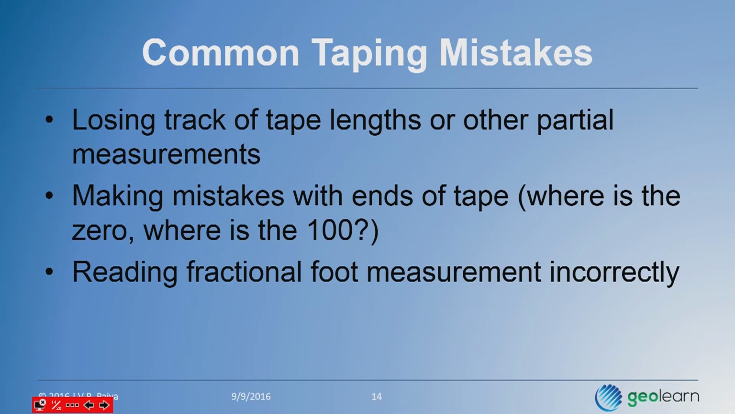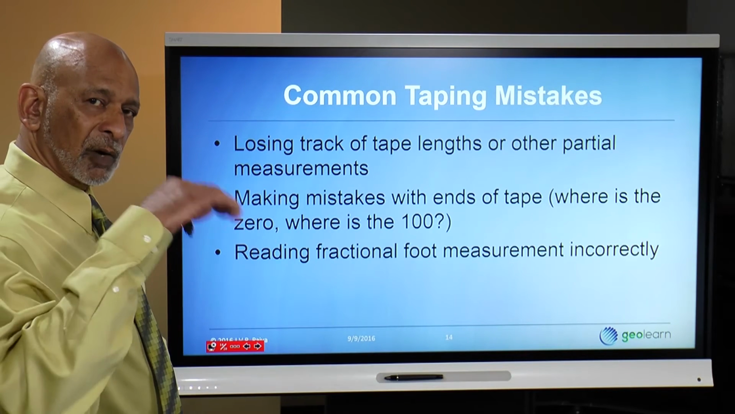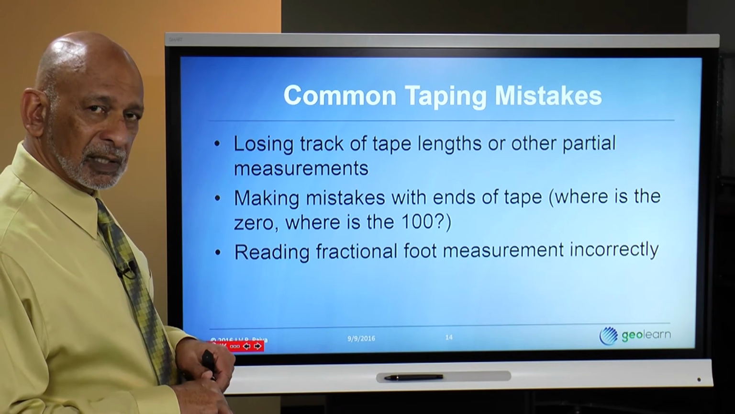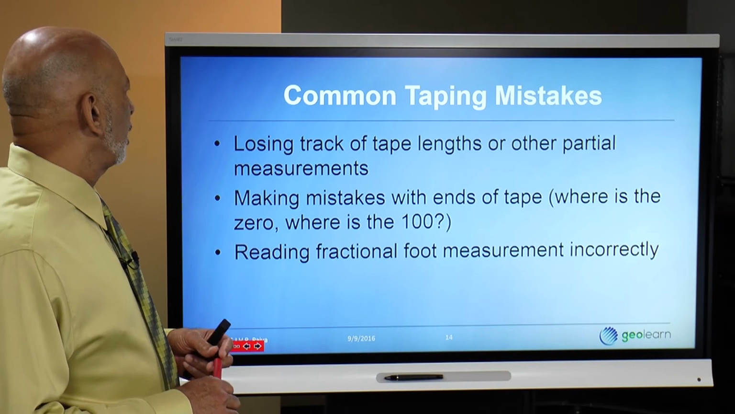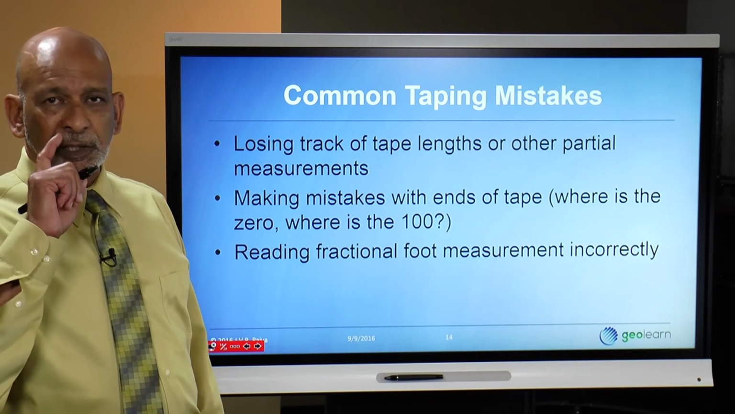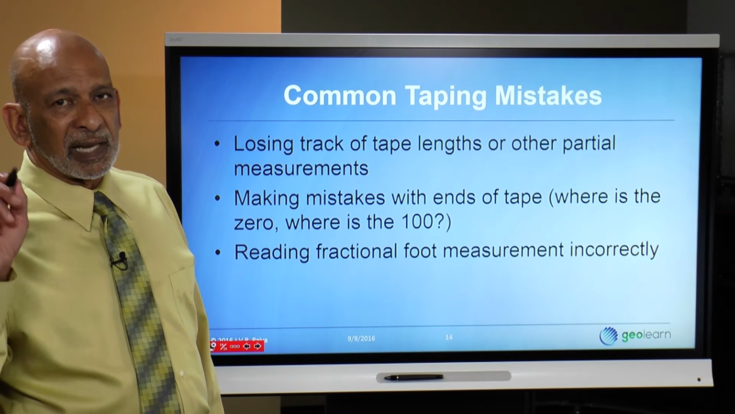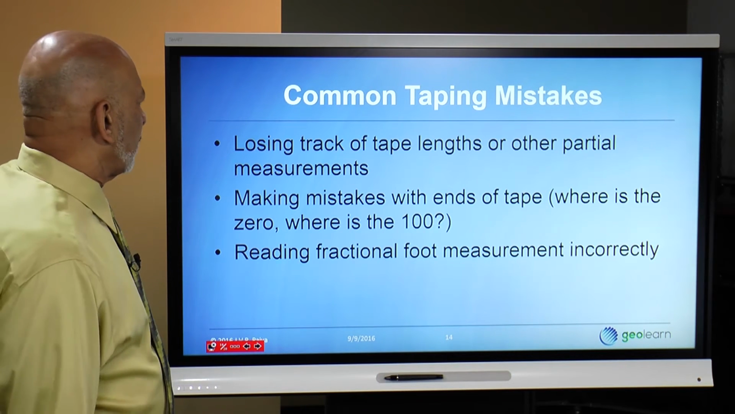Another common taping mistake is to lose track of tape lengths or other partial measurements. You've got a long line you're taping and you lose track of the measurements, you don't count your chaining pins. You may have noticed there are 11 chaining pins on the ring. That's so you can go 1,000 feet at a time. Chances are most people will not go 1,000 feet, but sometimes you have to, for various reasons, not measure a full 100 feet more than once in the measurement. Because the ground is rough, you've got shrubs and bushes and undergrowth and all kinds of things to work around. And you lose track of tape length. So what you do in a situation like that is you actually write down every single tape length or partial tape length.